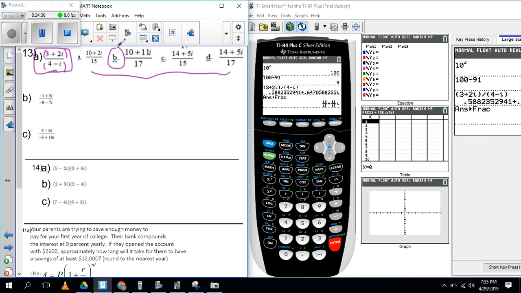So just remember, the key thing is to hit math, enter, enter. Make sure you use parentheses around the top and the bottom. So go ahead and try the next ones. Pause this video, work the next one.